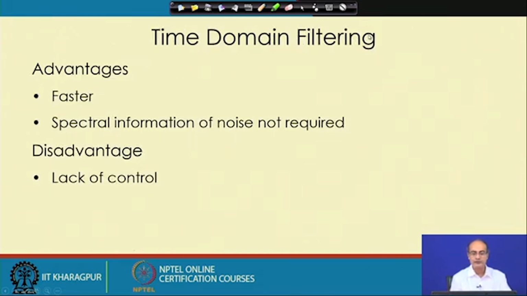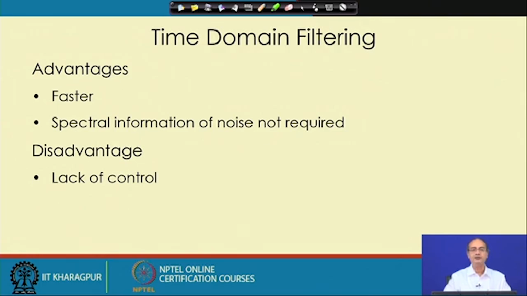Now, first we go for the time domain filtering. The time domain filtering has the biggest advantage that it is fast, and we would say that it is faster than all the other techniques we know. Then another advantage it gives is that it does not demand a lot of things.